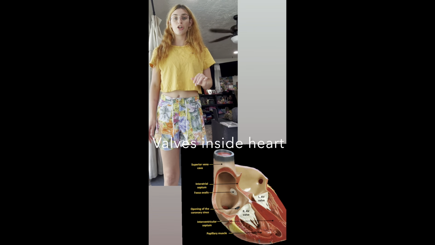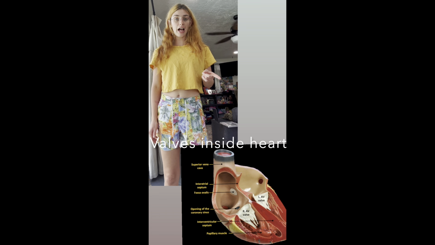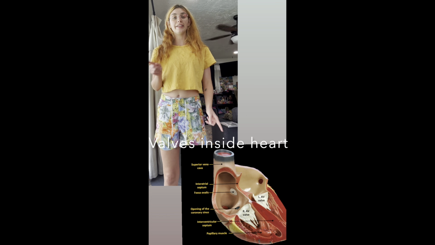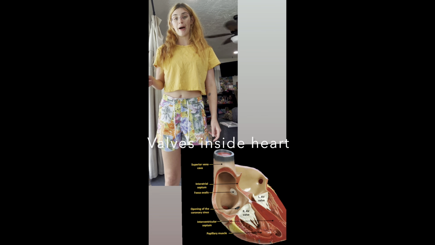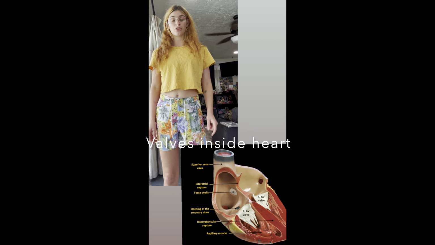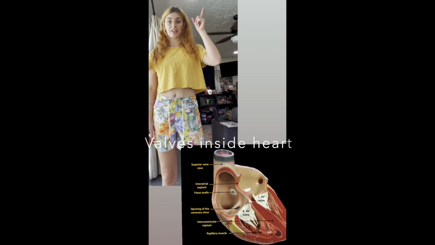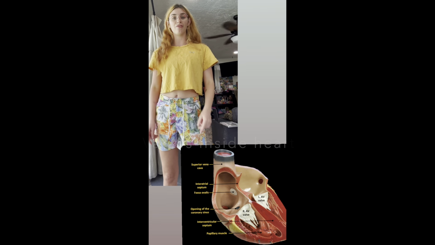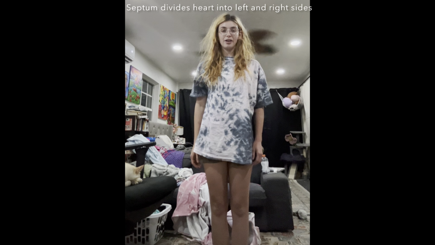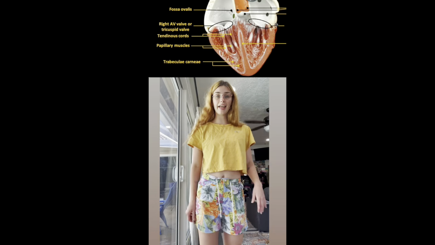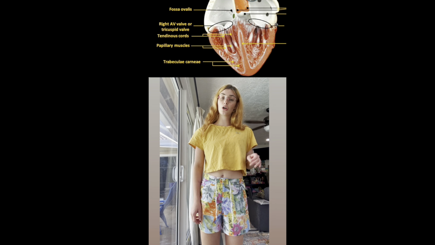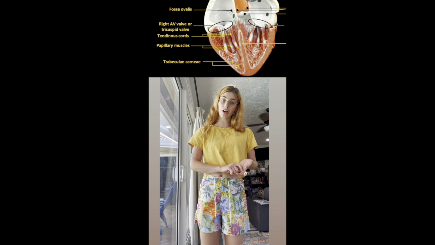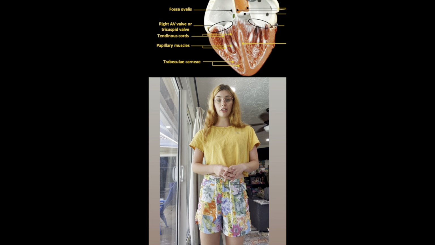This lab model shows the inside of the heart, featuring the right atrioventricular valve or the tricuspid valve and the left atrioventricular valve or the bicuspid valve. It also shows the superior vena cava at the top, and on the inside you can see the right and left atria and the right and left ventricles. The septum is what divides the heart into left and right sides. The lab diagram shows the tendinous cords near the valves, as well as papillary muscle near the bottom of the heart, as well as the trabeculae carneae.